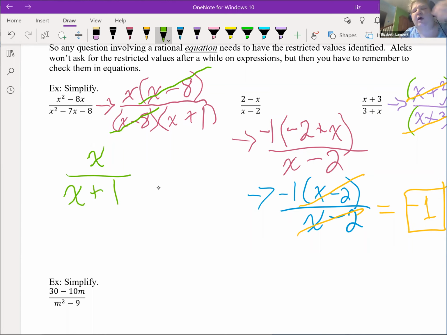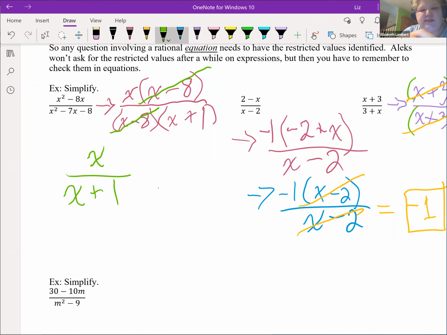Now, some of you will have the temptation. You will see the x, you will see the x plus 1, and you want to cancel them and write something like 1 over 1 plus 1 or 1/2. Do not do it. X over x plus 1 is not the same thing as 1/2. It is if I put 1 in for x, but if I put 2 in for x, I get 2/3. If I put 3 in, I get 3/4. We don't know what x is. Could be 0. Can't be negative 1.